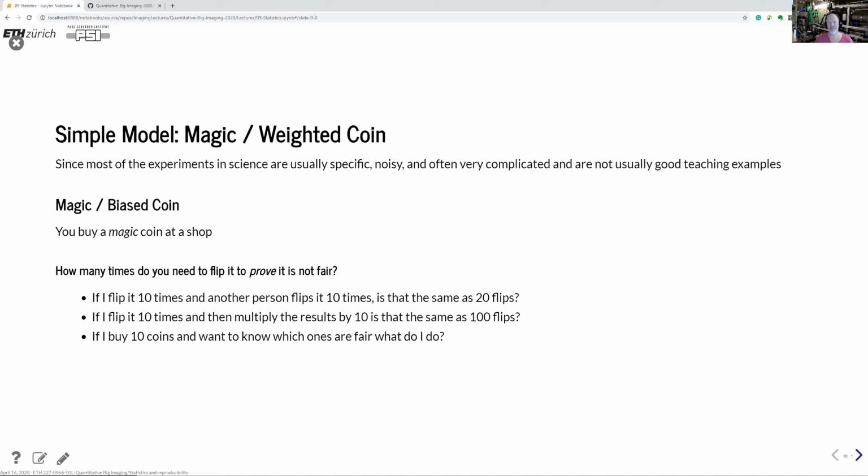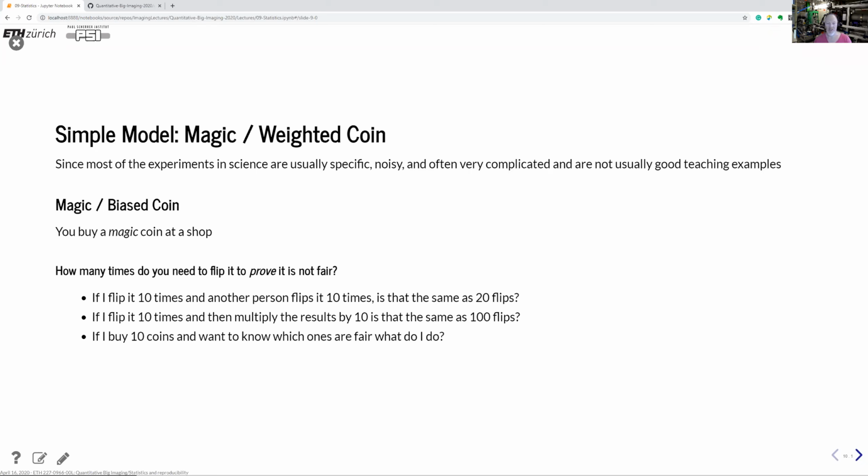So there are different kinds of questions you can ask in order to prove if it's fair or not fair. So let's start flipping the coin 10 times, and then you let some other person flip it 10 times, and you ask if it is the same as if the same person would flip 20 times. You can also design the experiment in a way that you toss the coin 10 times and then just multiply it, and then you say, okay, I have 100 flips. Not really reliable statistical analysis.